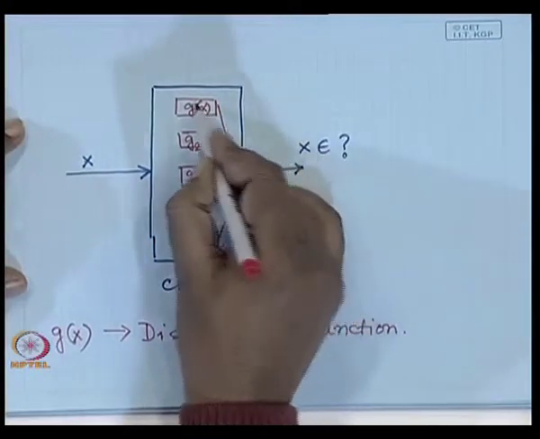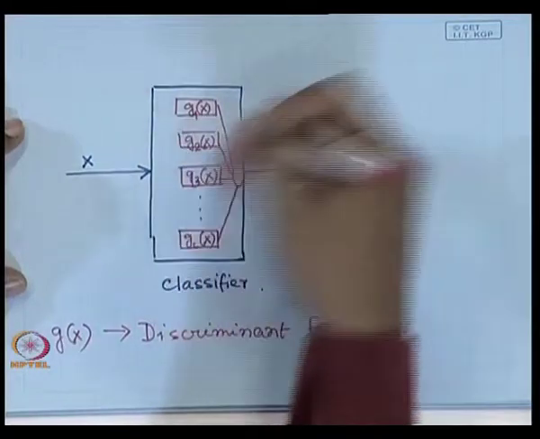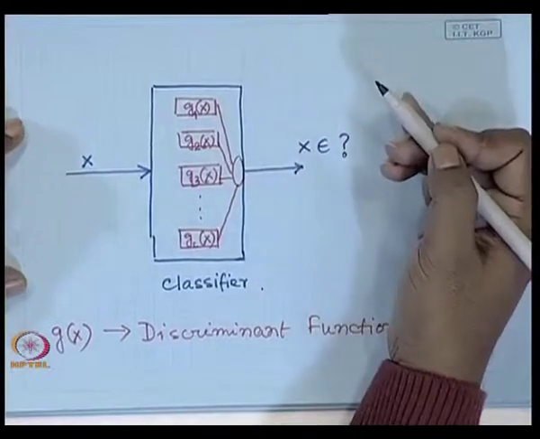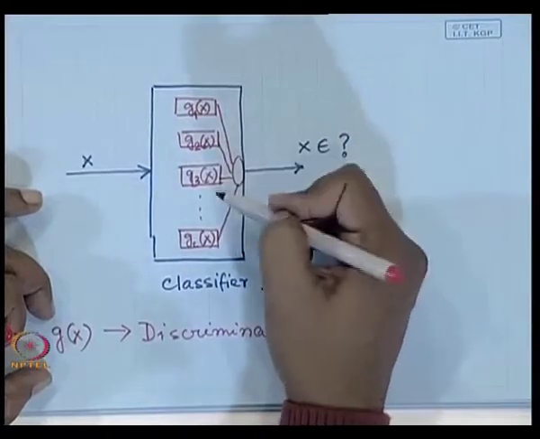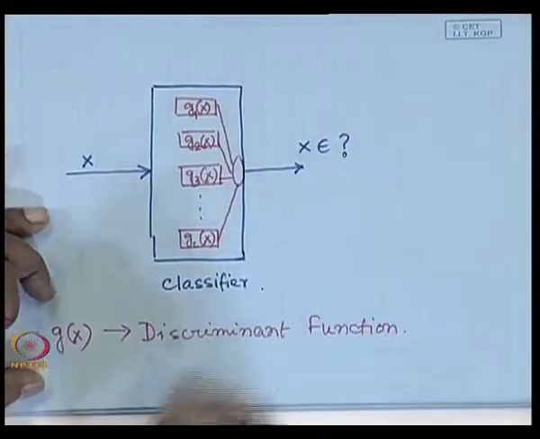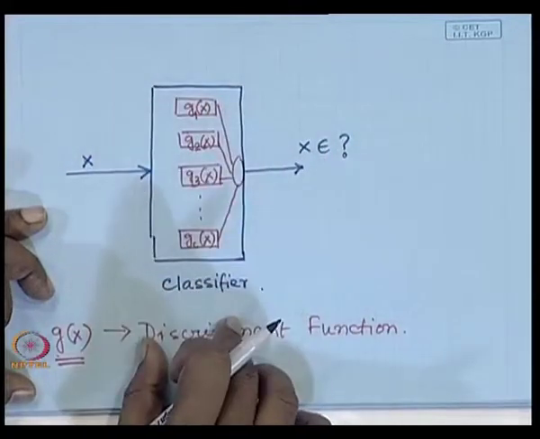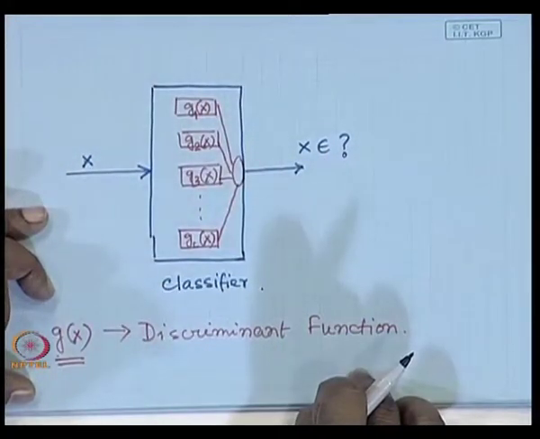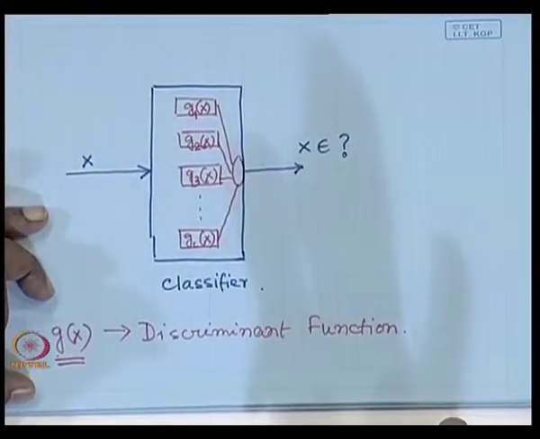Your function is the same. I will call it g1 x when it is computed for class omega 1, or g2 x when it is computed for class omega 2, or for action alpha 2, and so on. So, this function g x is called the discriminant function, and whichever class gives you the maximum value of the discriminant function, I put this object into that corresponding class.